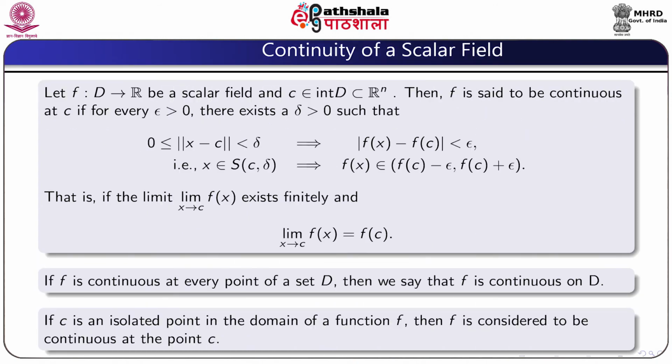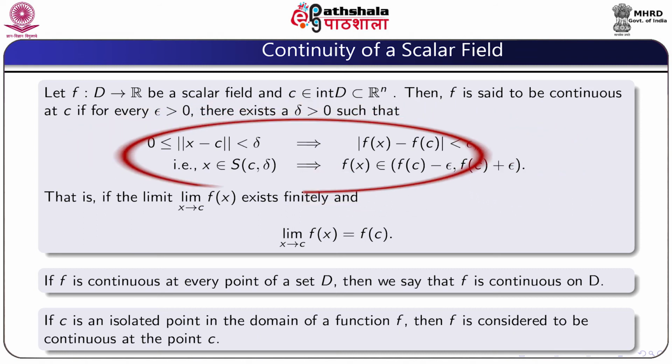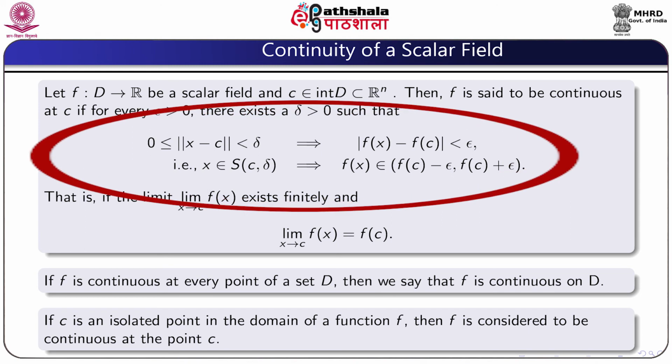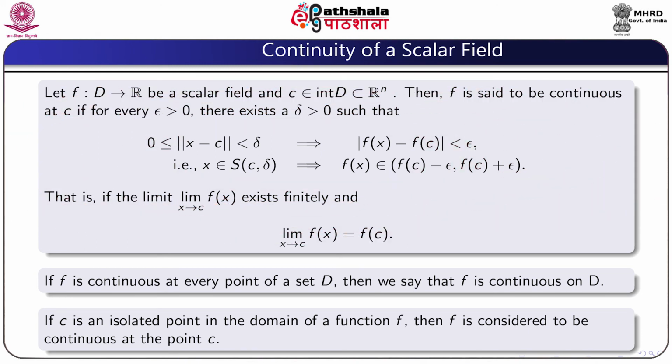Now we start continuity of a scalar field. Let f from D to R be a scalar field where D is a subset of R^n and c is an interior point of the set D. Then we say f is continuous at the point c if for every epsilon greater than 0, we can find a delta positive such that whenever the distance between the vectors x and c is less than delta, we have modulus of f(x) minus f(c) less than epsilon.